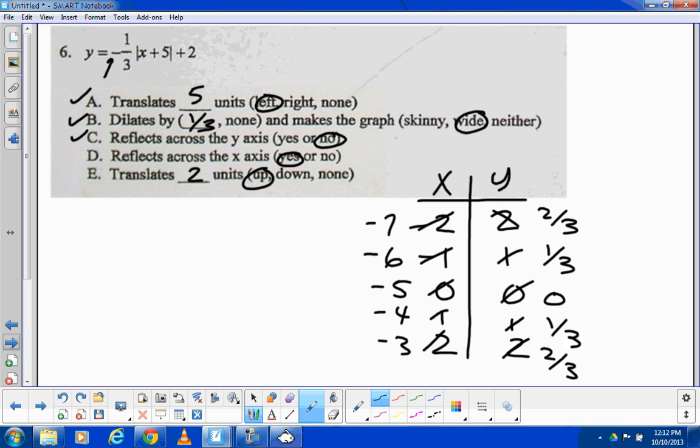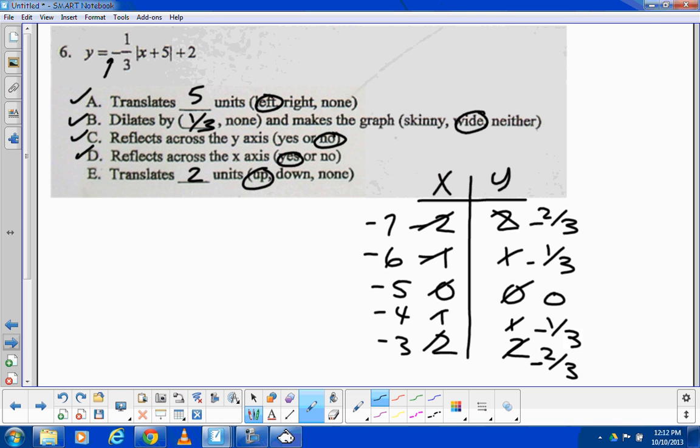Okay, I'm not going to do that one. Reflects across the x-axis, so that means I'll change all the signs on the y's. Alright, now we're going to shift 2 units up. So I'm going to add 2 to all these fractions.